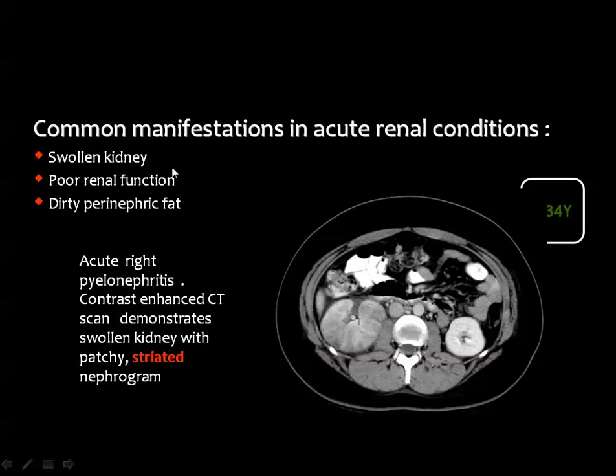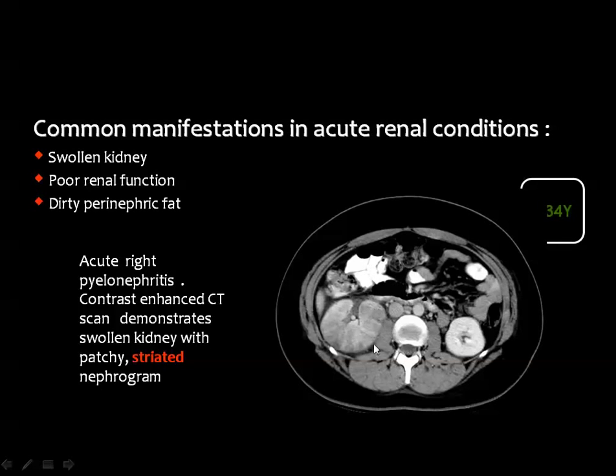And this triad is in the form of the infected or inflamed kidney being swollen, and the renal function is relatively poor compared to the opposite kidney, with dirty appearance of the perinephric fat due to congestion and inflammation. Then in a case of acute pyelonephritis of the right kidney, you can see these facts. Number one, the kidney is swollen compared to the left side.